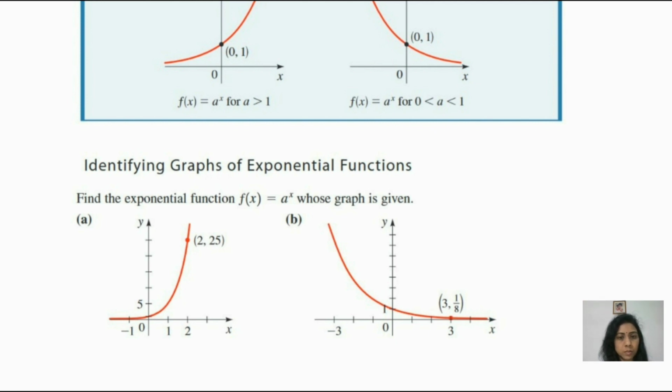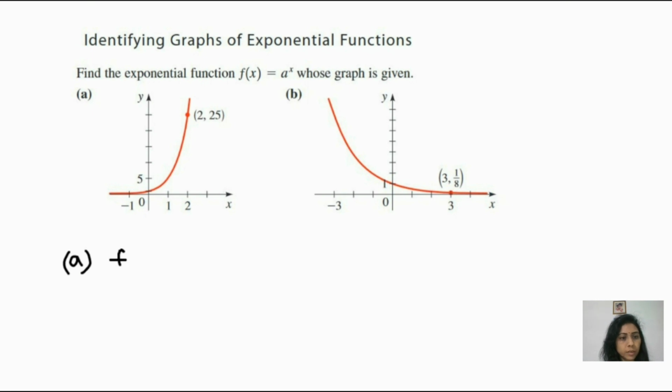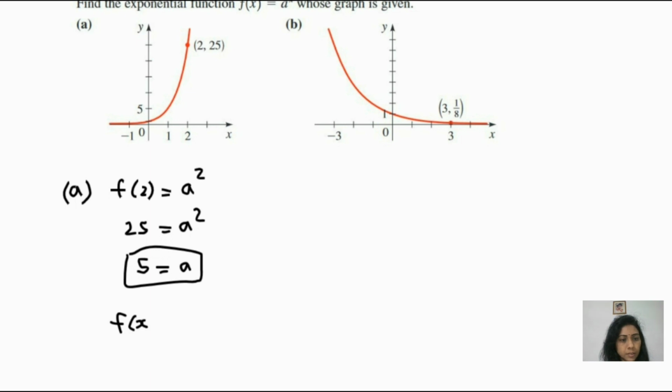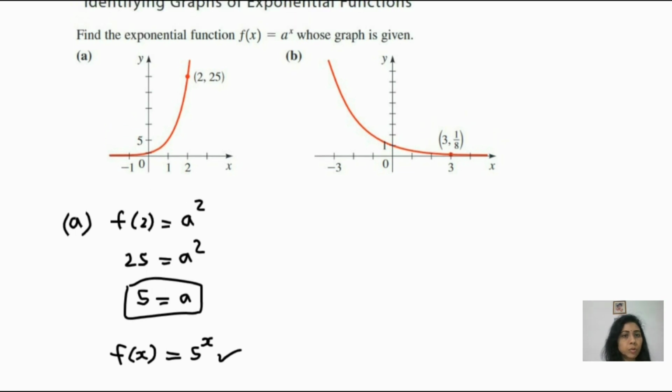Here are two questions. For the first question, f(x) = a^x, and here the x value is 2. So this is a^2, and the given y value, f(2), is 25. So a squared is 25, so the value of a is 5. So we can say f(x) = 5^x. This is the equation for this exponential function.